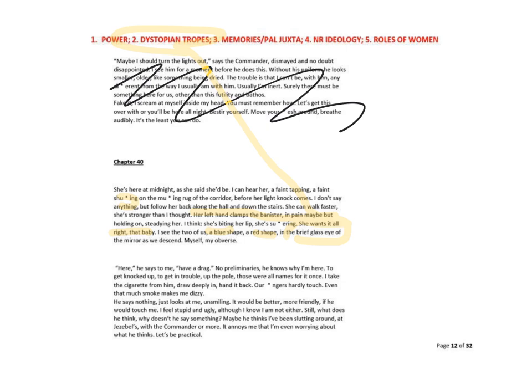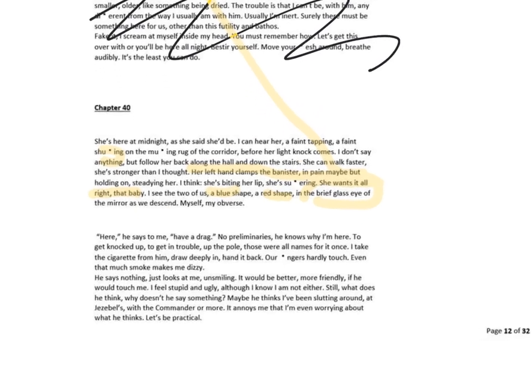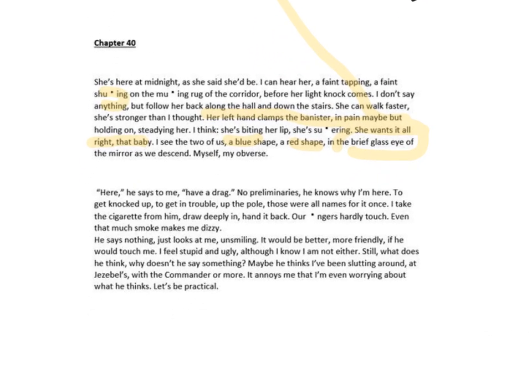Okay, next quote, we move to meeting up with Nick. In this next quote, what we're looking at here is a lot of the patriarchy of the time before, or all time immemorial, really. So here's her liaison with Nick. If we look here, the language she uses: I know why I'm here, to get knocked up, to get in trouble, up the pole. Those were all the names for it once before. Strangely or interestingly, they're kind of applicable now.